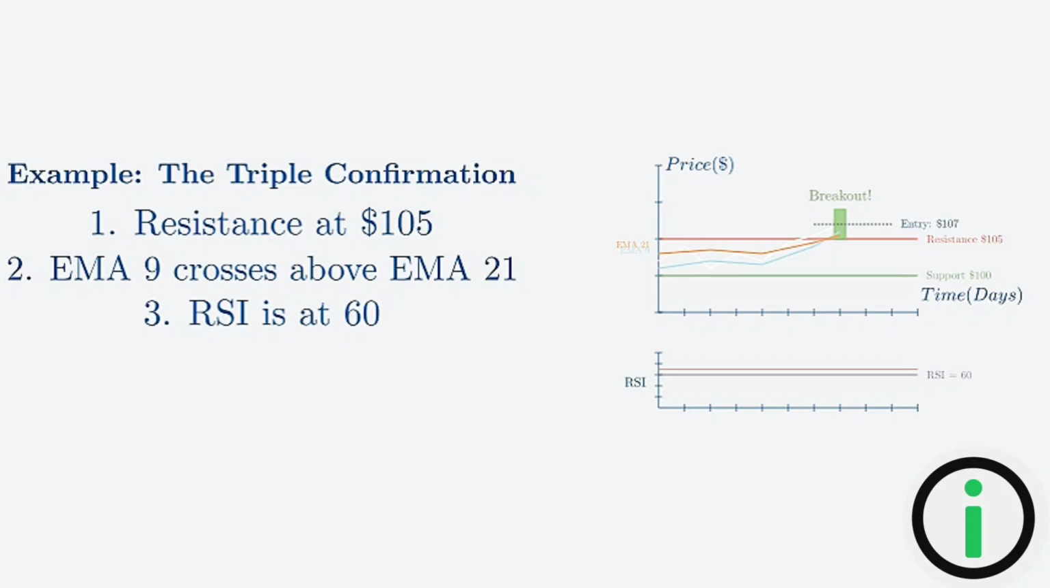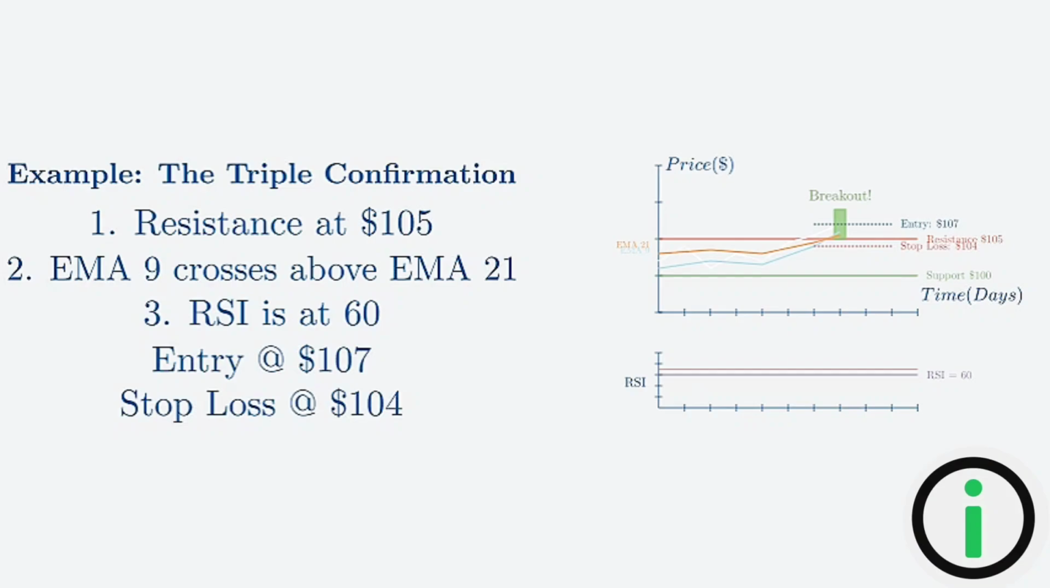In this scenario, a trader might enter at $107. To manage risk, they would place a stop loss just below the old resistance, perhaps at $104. If the price falls back into the box, the trade is invalidated and we exit to protect our capital.